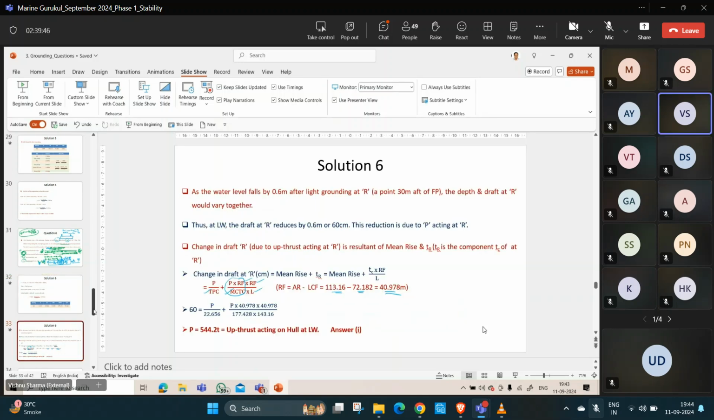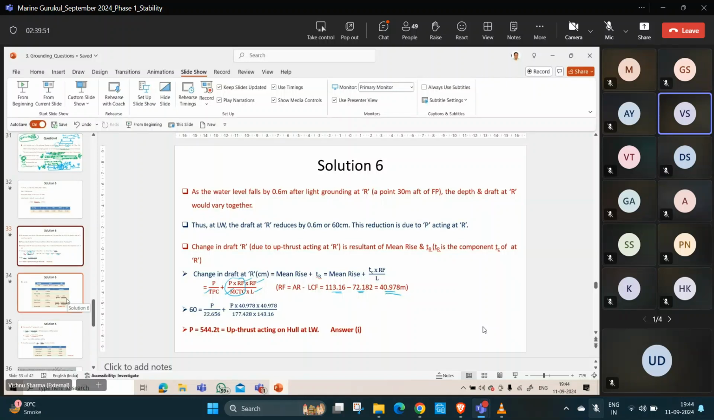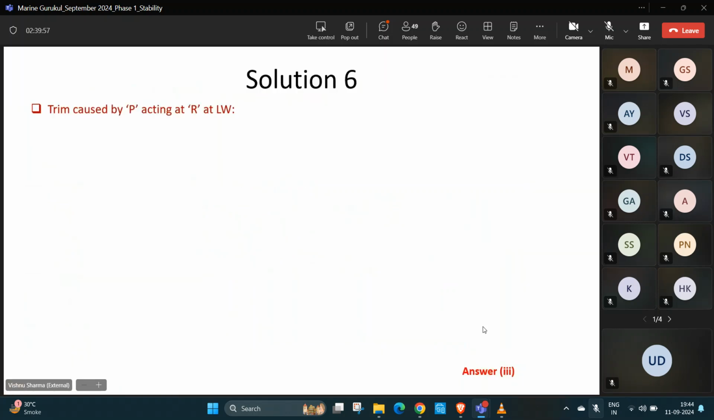Okay, anybody who's struggling to get the drafts, let me know, guys, if you're facing a challenge. Trim caused by P, that is TC acting at R, is P into RF upon MCTC. It is 1.257 meters by stern. Is that correct, guys? Did everybody get this? Yes or no?